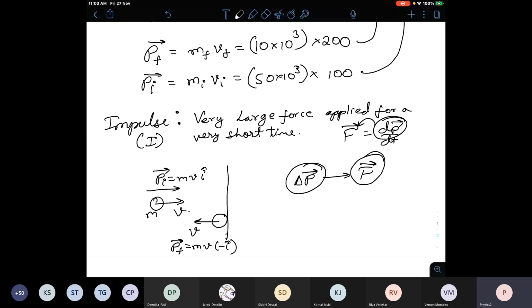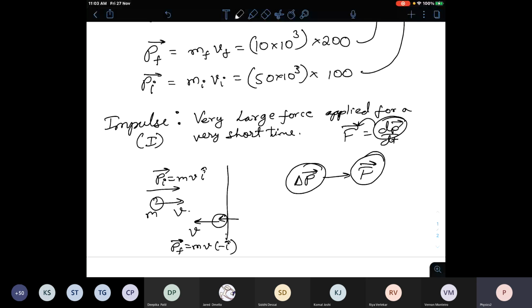Now that particular force which the wall is applying on the ball is for a very short interval, very short, we cannot measure that time. It is in milliseconds, microseconds. Since it is in a very short time, what we say is that it is impulse, it is not a force. Force should have some time. It takes time to show effect. So force needs time, it needs dt.